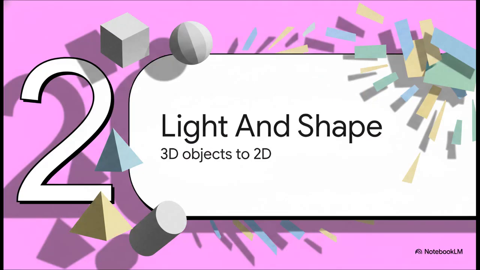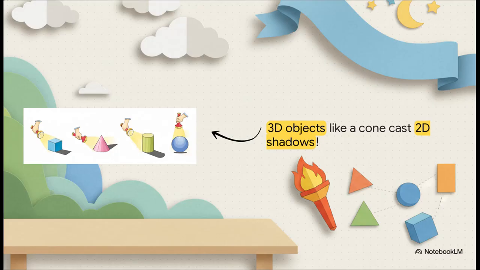Which brings us right into Section 2, investigating light and shape. Now, obviously, a shadow's size changes depending on where you hold the torch, right? But here's the really crucial takeaway. 3D objects cast flat, 2D shadows. Think about it: when you shine a light on a three-dimensional cone, the flat shadow it casts is actually a two-dimensional triangle. A 3D sphere? That gives you a flat 2D circle. A cylinder drops a rectangle. It's this incredibly natural, real-world translation from 3D space straight into 2D geometry, happening right in front of us.